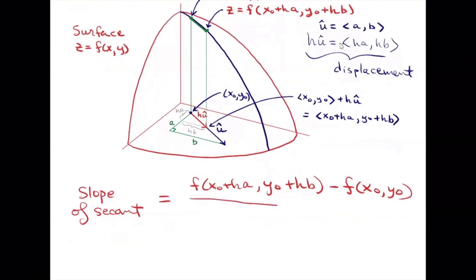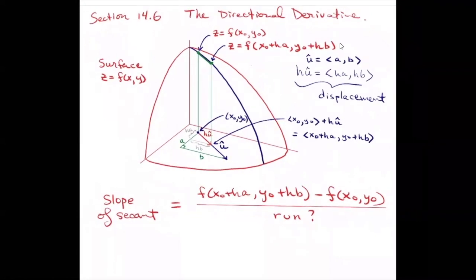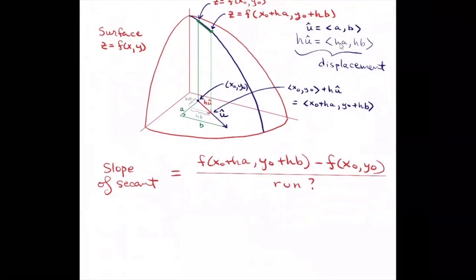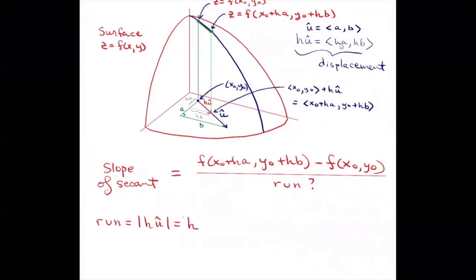And then we have to divide by the displacement. So this would be the run down here. What's the run? I'll be changing that in a second. The run would be the magnitude of hu. So maybe down below, run is the length of hu. You can say the absolute value, but h is going to be positive. No, I'll just say the absolute value, that's fine.